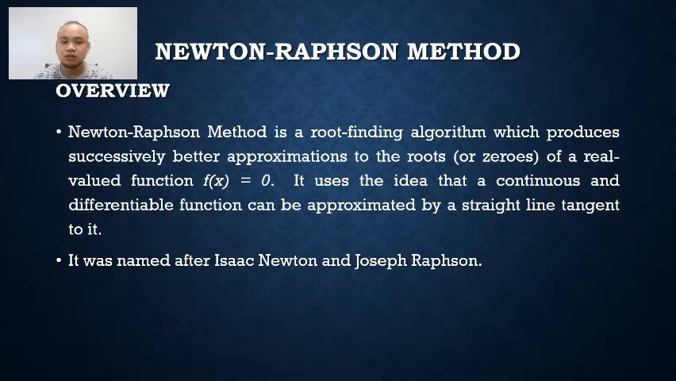But first, let me give you a brief background about this method. It is a root-finding algorithm which produces successively better approximations to the roots or zeros of a real-valued function f of x equals 0. It uses the idea that a continuous and differentiable function can be approximated by a straight line tangent to it. It was named after Isaac Newton and Joseph Raphson.